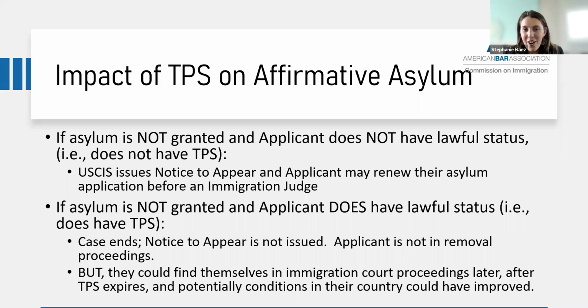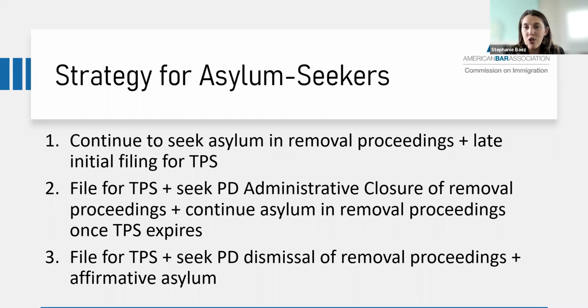Now we're going to bring it all together and explain what these potential strategies are for your clients who are asylum seekers. So if you have a client who is in removal proceedings and is TPS eligible, one option would be to stay in removal proceedings, to continue to seek asylum in removal proceedings and not file for TPS. And if your asylum case is denied, to potentially seek a late initial filing for TPS. I'm going to talk about all of these in more detail in just a second, but right now I'm just outlining the options. So one option is just to do nothing with TPS and to stay in removal proceedings.